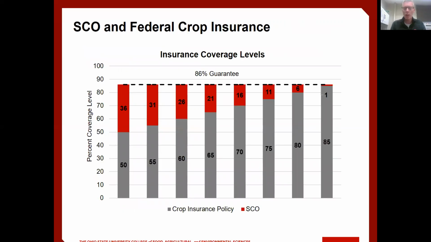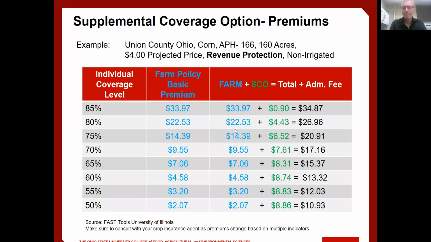Graphically, this is what it looks like. Again, if you select 50% for your underlying policy, it provides you coverage all the way up to 50%, and you get 36% SCO coverage to get you up to 86%. If you have 85% individual coverage, it gives you all the way up to 85%, and then SCO gives you an additional 1% to get you up to 86%. So you can see how this is working to get you up to 86%.